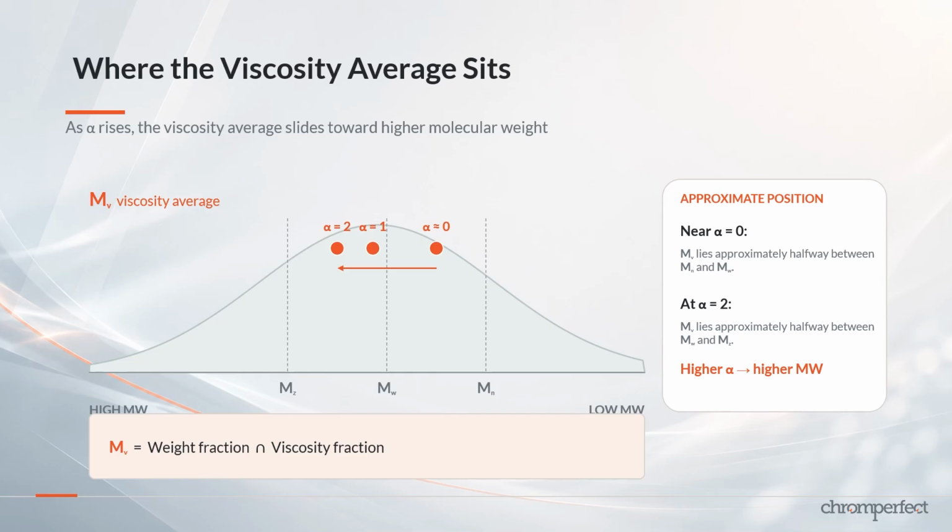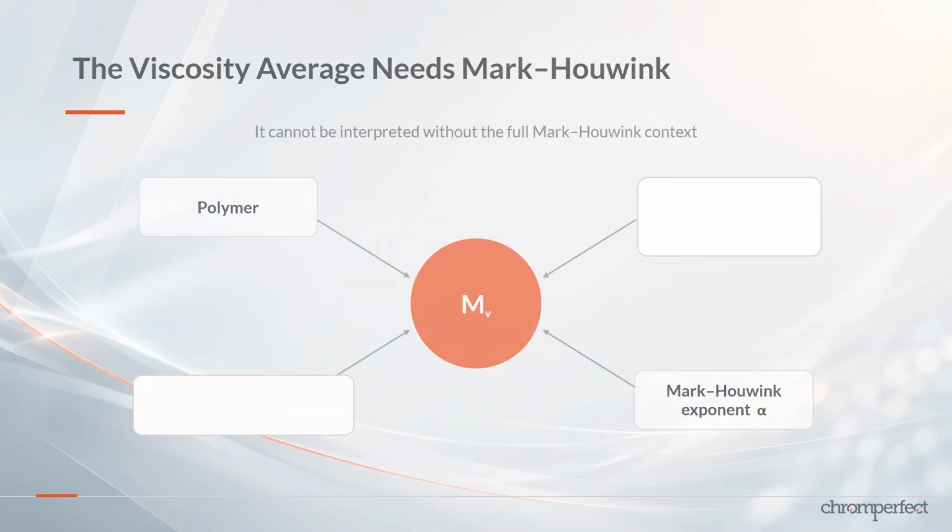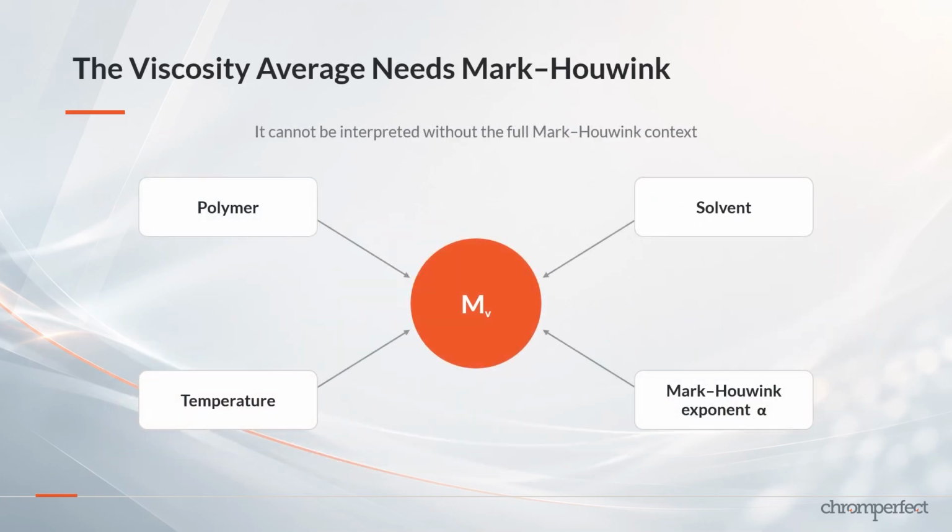When alpha is close to 0, Mv lies approximately halfway between Mn and Mw. As alpha increases, Mv moves toward the high molecular weight side. It passes Mw as alpha passes through 1. When alpha equals 2, Mv lies approximately halfway between Mw and Mz. This behavior demonstrates that the viscosity average molecular weight cannot be interpreted independently of the applicable Mark-Houwink relationship.